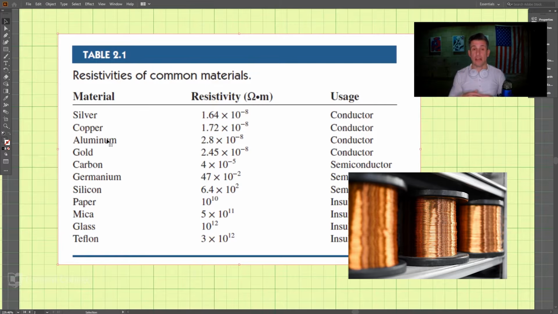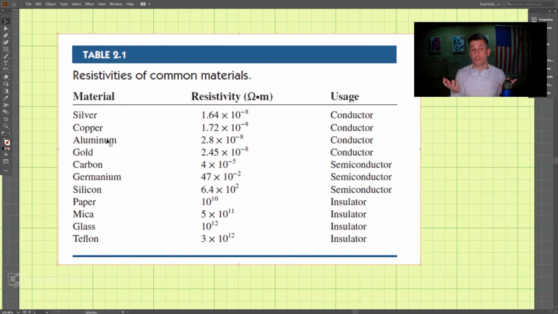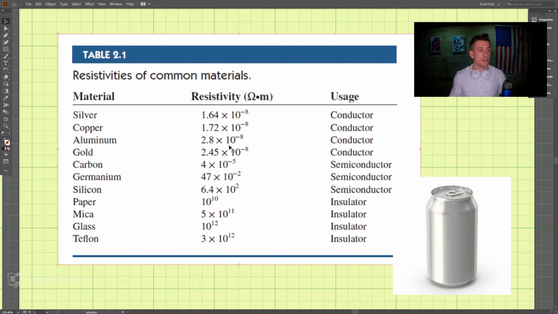Copper, we find that in most wires for electricity. Wires are made of copper. Aluminum is also a good conductor here.